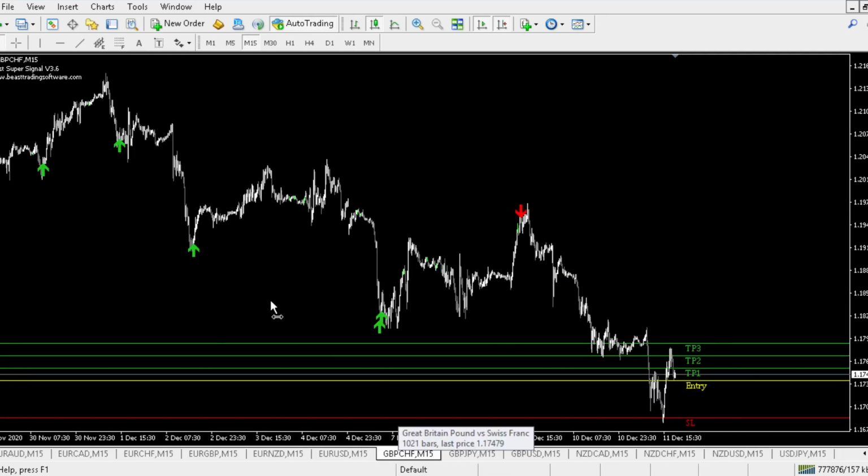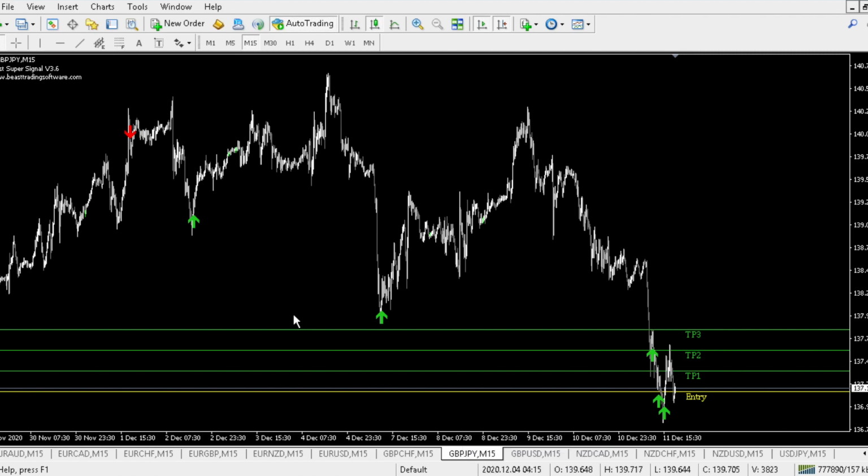Moving on to the pound, we have the pound and Swiss franc. Also pretty active the last couple of weeks. We had a very good buy here. This looks like it probably would have been a loss, but the next buy signal was a win. Two buy signals here with both wins, and then the last signal here earlier this week was a sell, and it was a win as well.